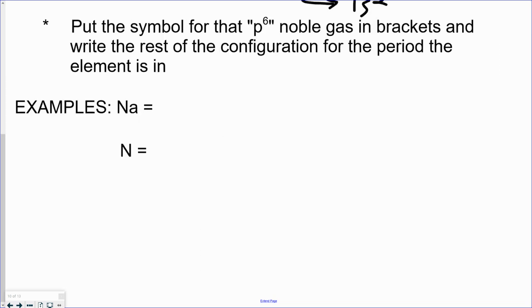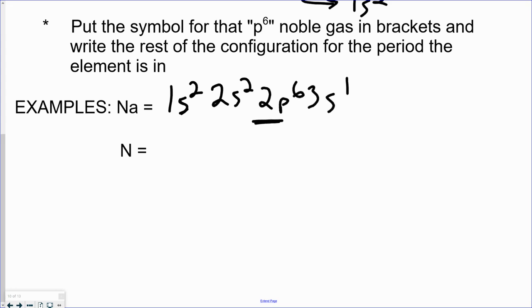So, for example, sodium. Okay, sodium has, now I'm going to show you this. It would be 1s2, 2s2, 2p6, 3s1. So you're going to go to 2p6. Who's 2p6? Well, that is neon. And then you're going to show the rest after it. So it's going to be 3s1.